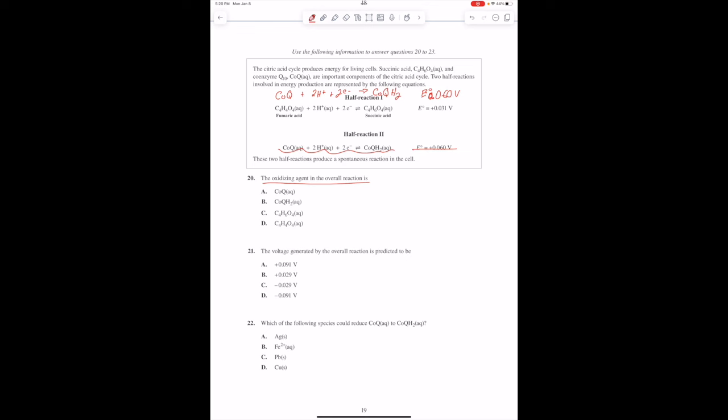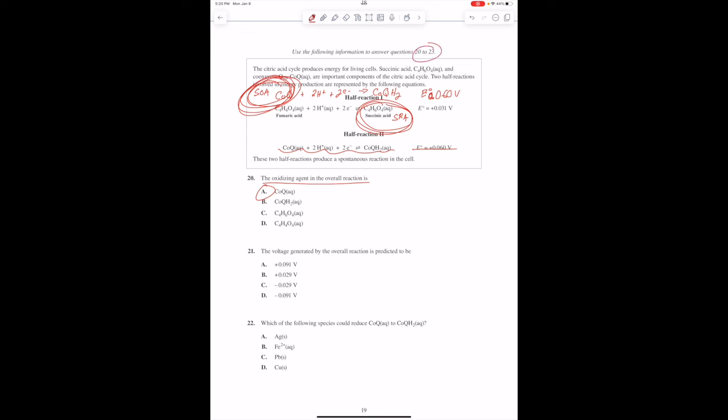Okay, and so now I know that my SOA is here, making this my SRA. So the oxidizing agent in the overall reaction is this one, which means that 20 has to be A. Okay, and so I've got to do this for all three questions.